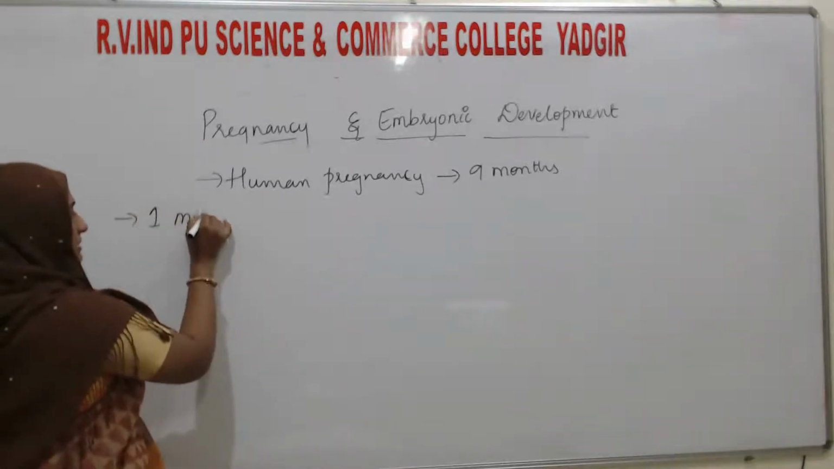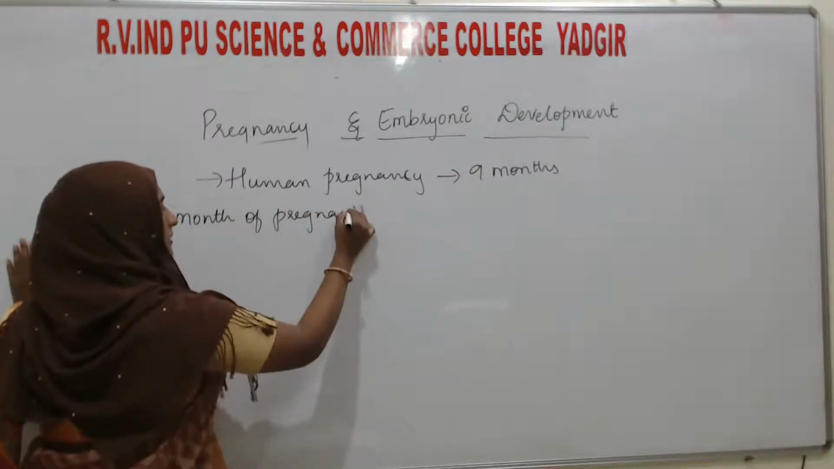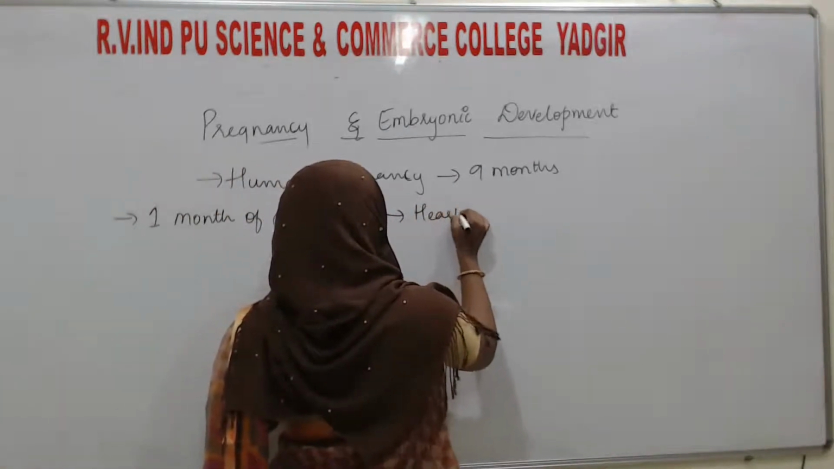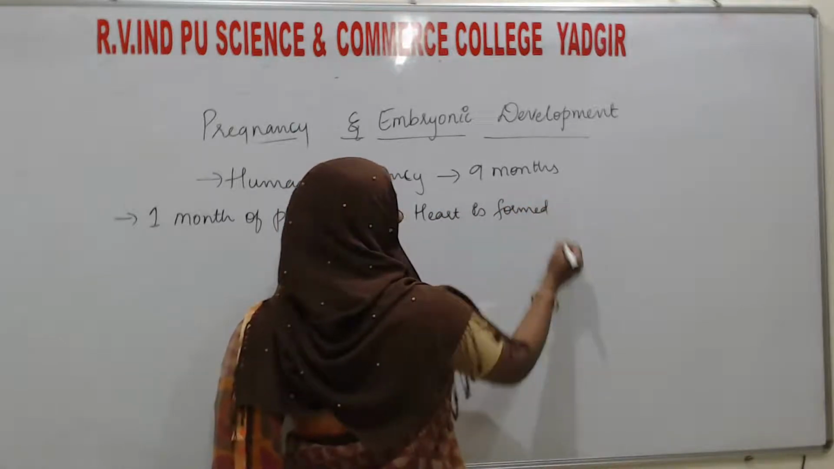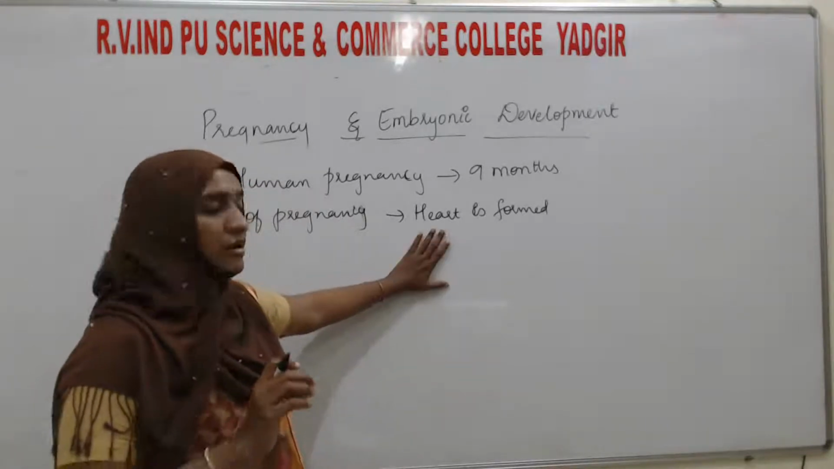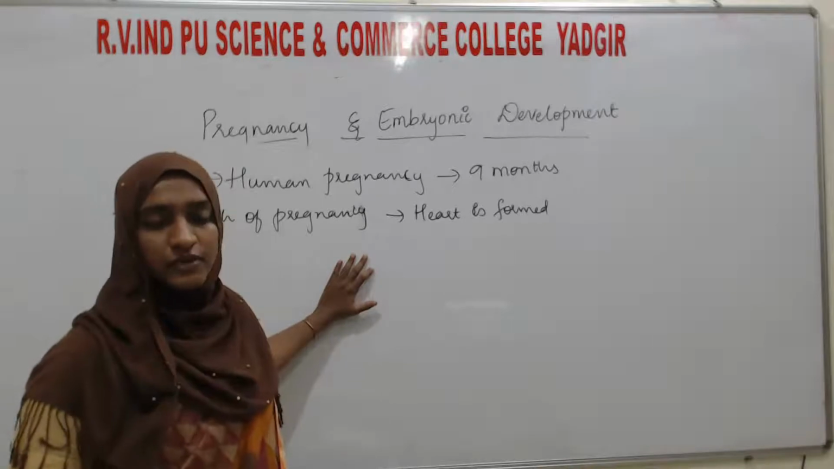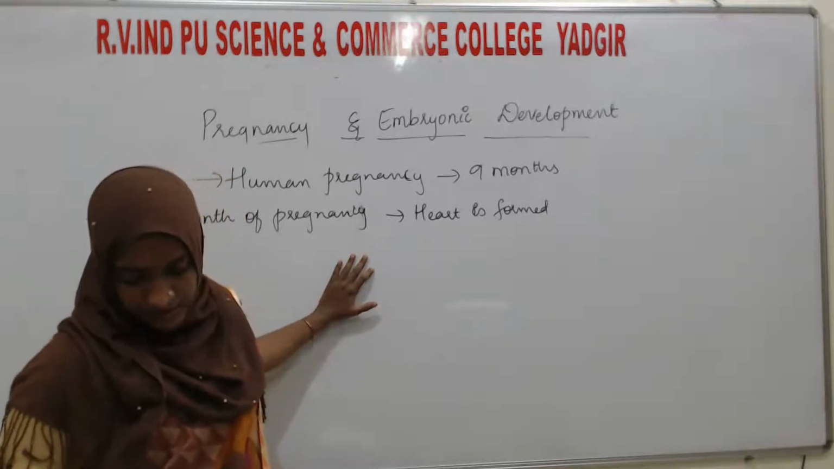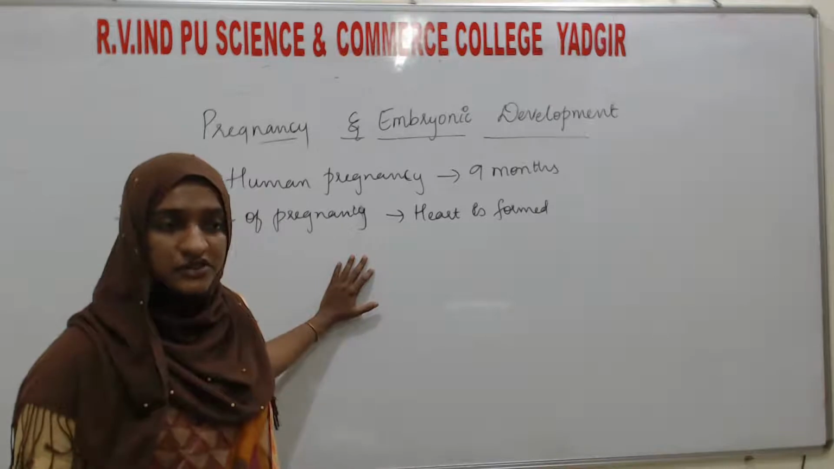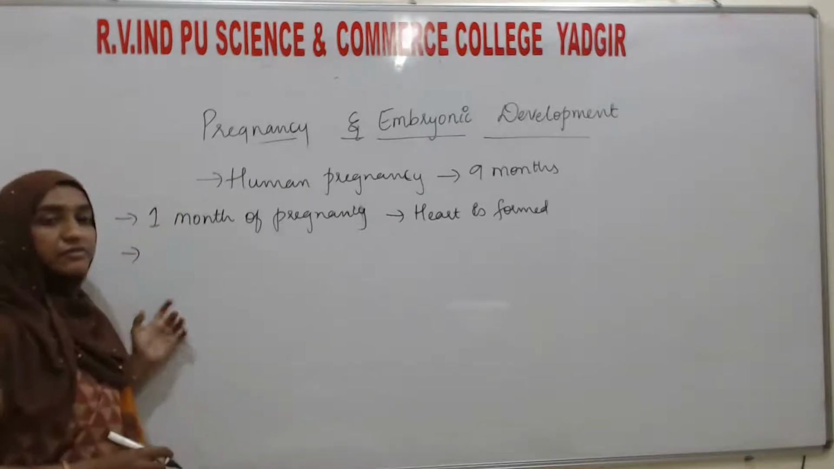During the first month of pregnancy, what is formed here? The heart is formed. By using the stethoscope, you can hear the heartbeat of the fetus during the first month of pregnancy. The first sign of a growing fetus may be noticed by listening to the heart sound using the stethoscope.